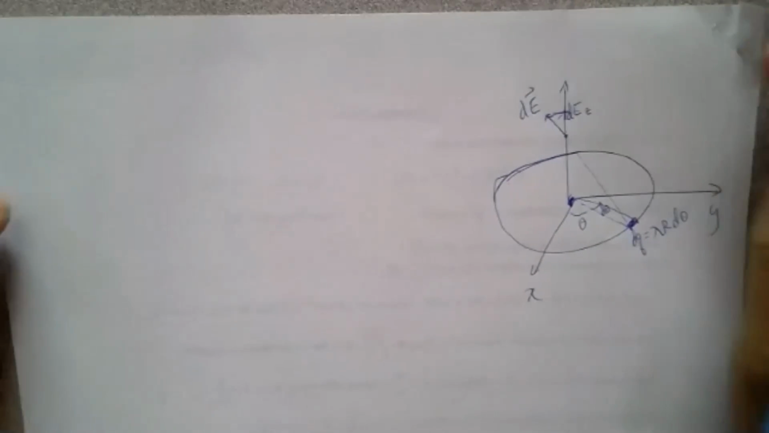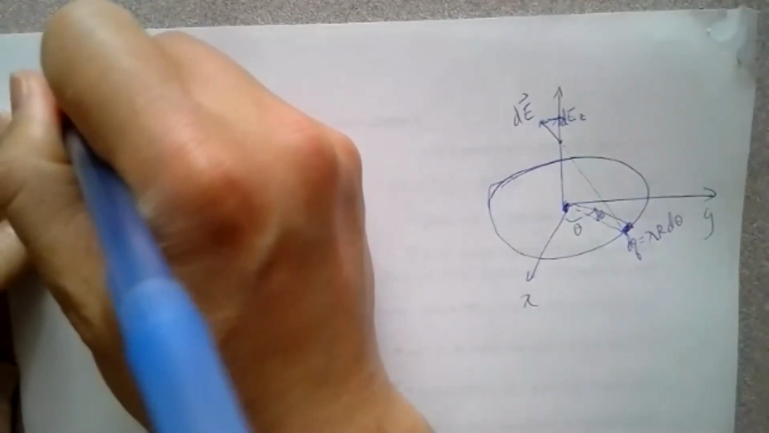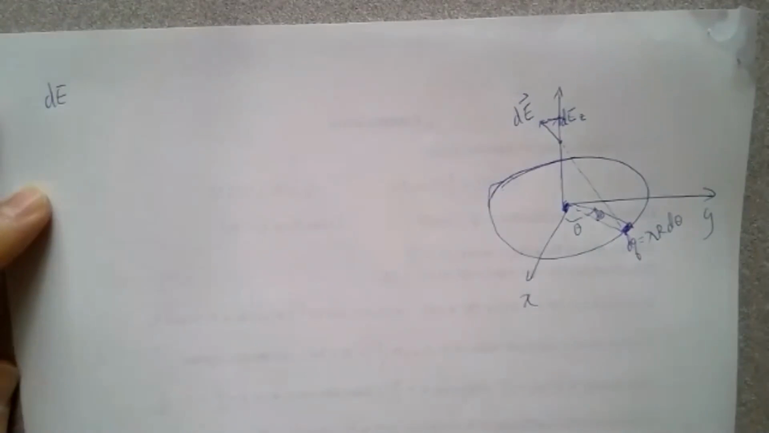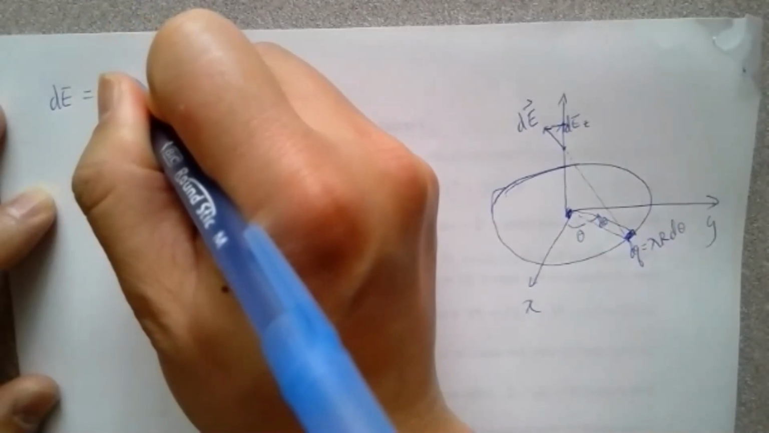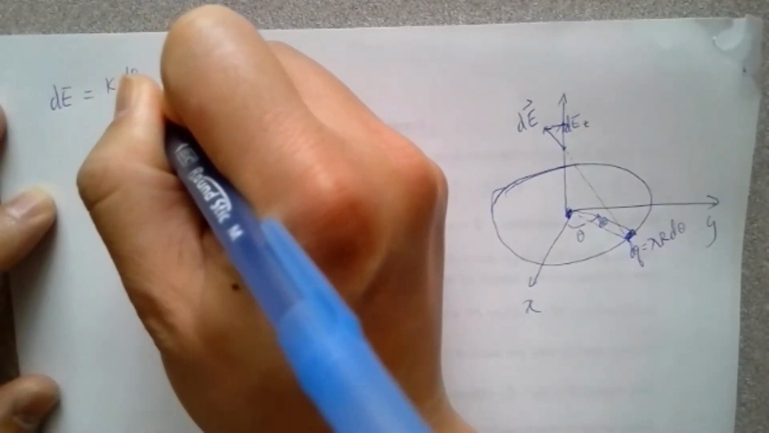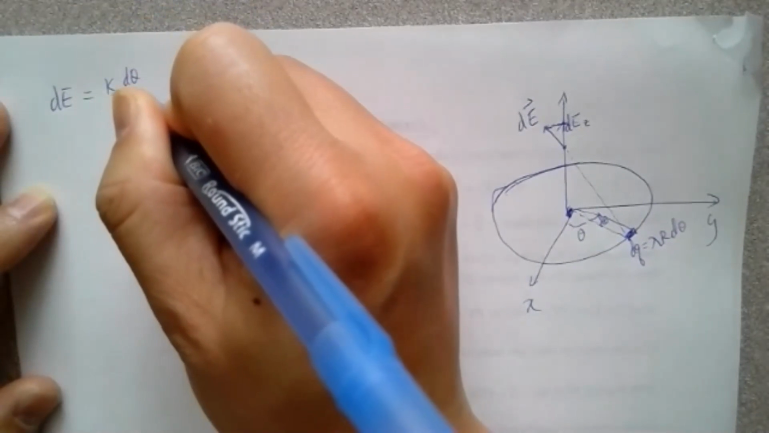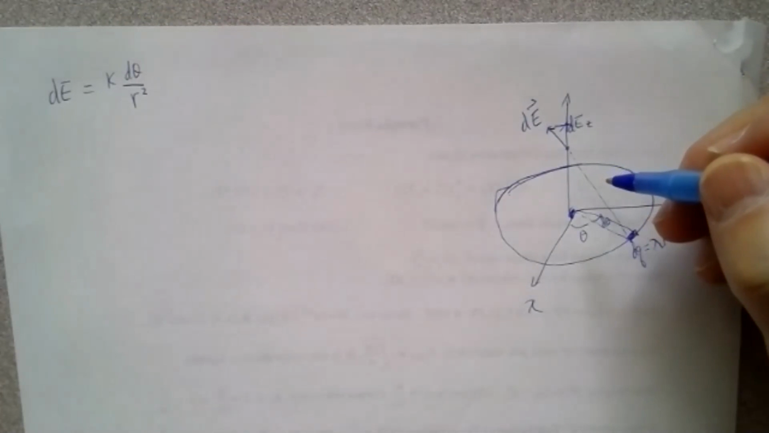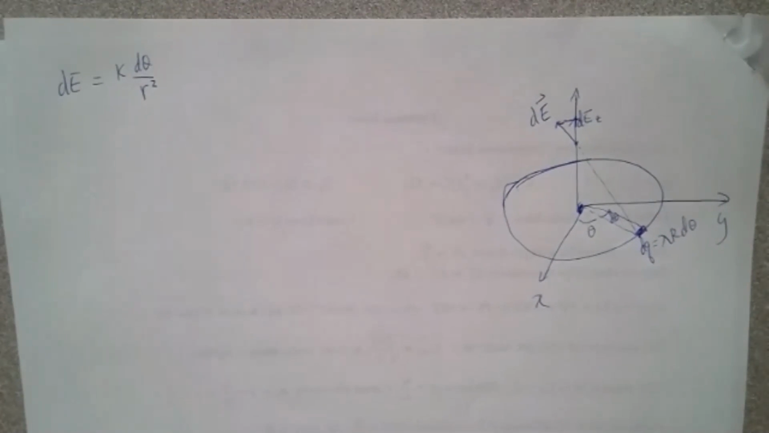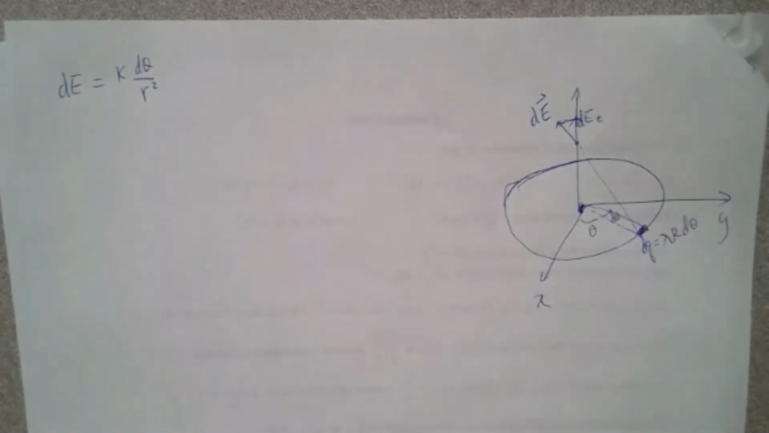So let's take a look here. dE, we'll just focus on the magnitude, will be equal to k dq over r squared. Let me see other notations here.